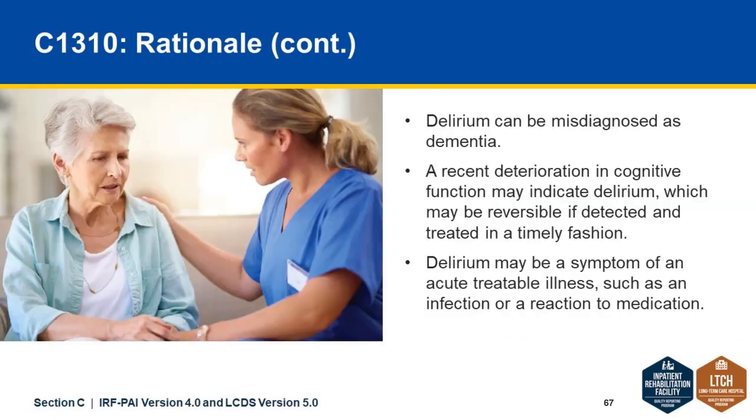Delirium can be misdiagnosed as dementia, and a recent deterioration in cognitive function may indicate delirium, which may be reversible if detected and treated in a timely fashion. Delirium may be a symptom of an acute treatable illness, such as an infection or a reaction to a medication.